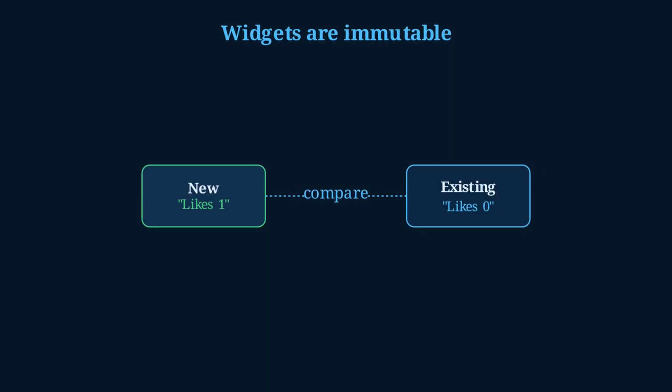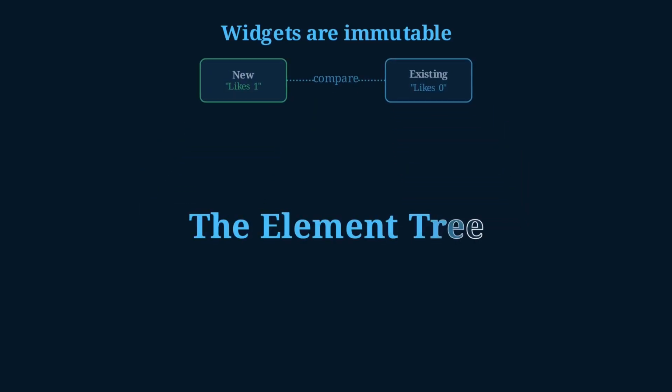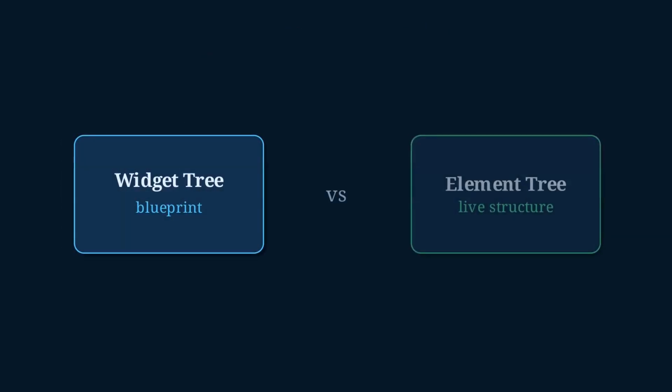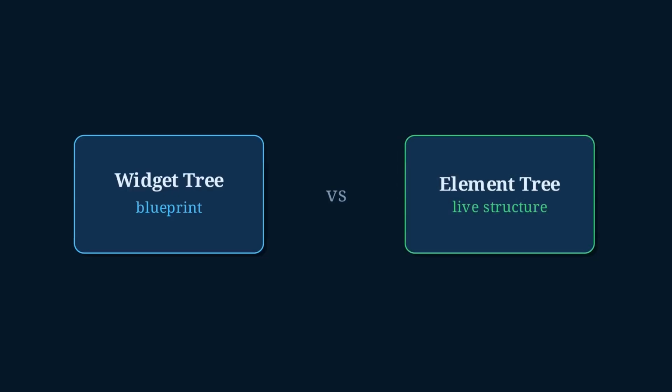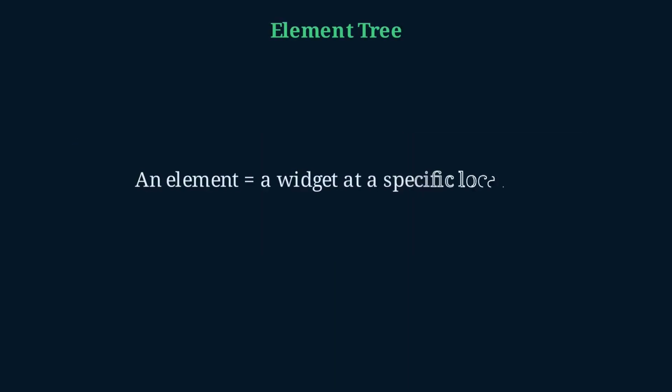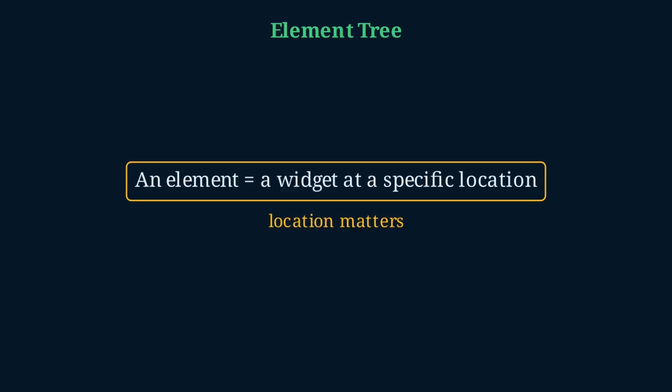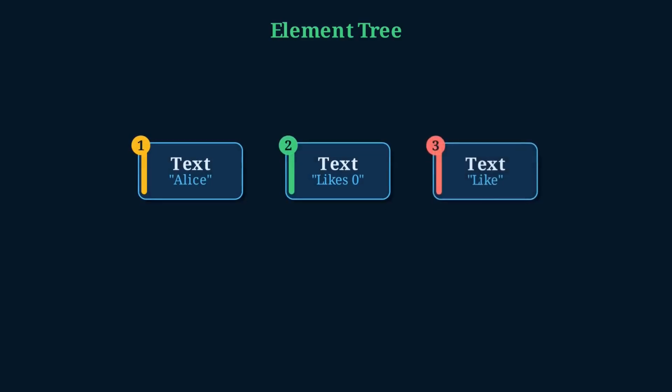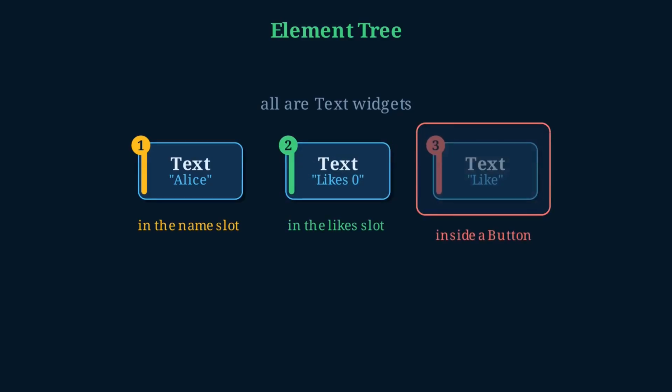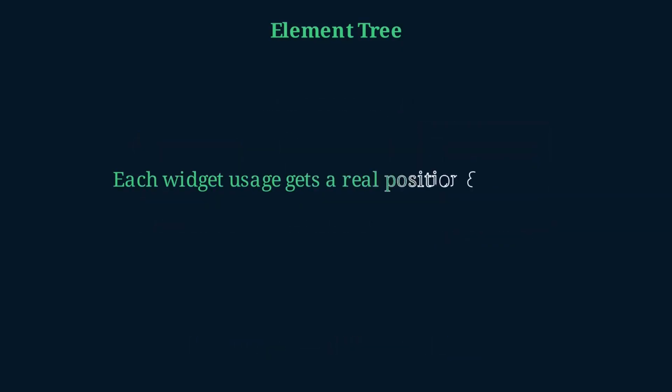And that brings us to the second tree, the element tree. If the widget tree is the blueprint, the element tree is the life structure of the app. An element represents a widget at a specific location in the tree. That location part is very important. For example, we can have many text widgets. One text widget shows the name, another text widget shows the likes count, and another text widget can be inside a button. They are all text widgets, but they are not the same place in the UI. The element tree gives each widget usage a real position and identity inside the running app.